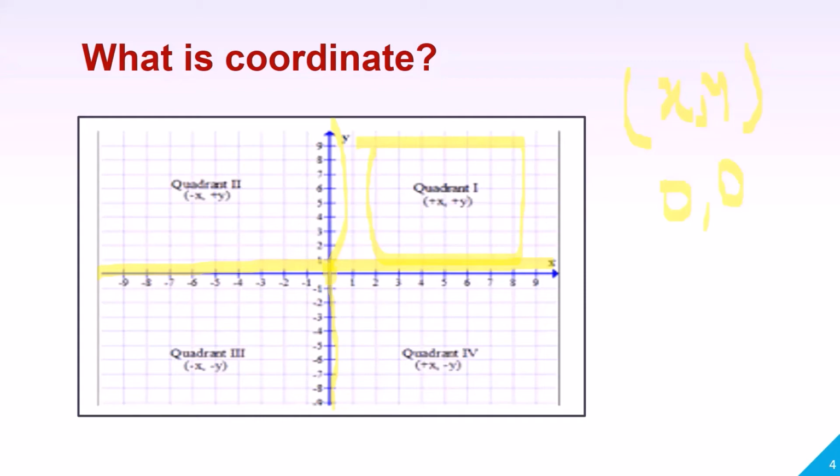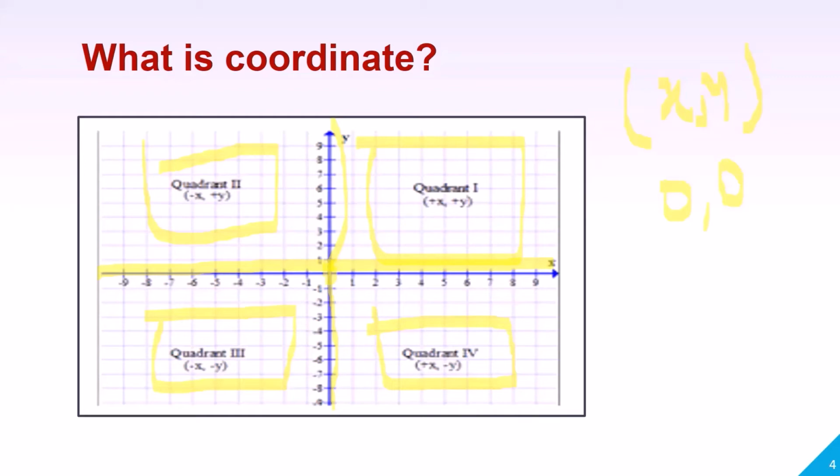That is the second quadrant. Here the x value is negative and the y value is positive. That is the third quadrant. Here in the third quadrant, both x and y values are negative, that's why it is represented as minus x, minus y. And in the fourth quadrant, the x value is positive and the y value is negative.